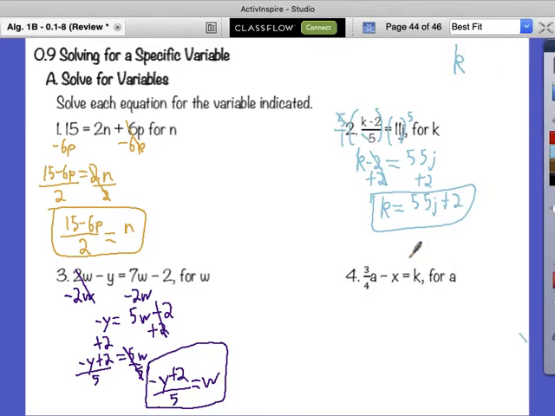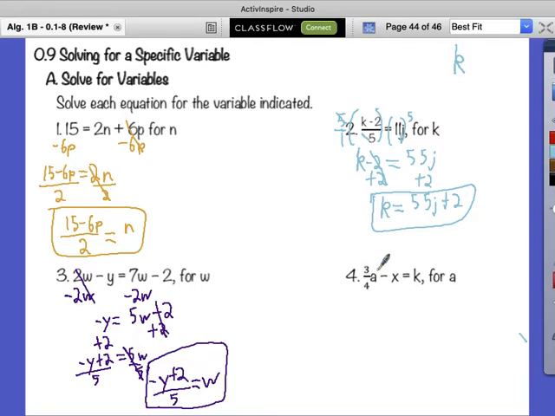Okay, number 4. 3/4 times A minus X equals K. Solve for A. What would we do first here? What's happening with our A? That's our question. What's happening with this variable? It needs to be by itself. It's being multiplied by a fraction. And what else? Subtract. What do we take care of first?